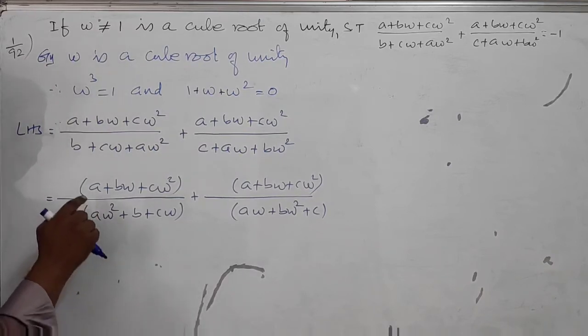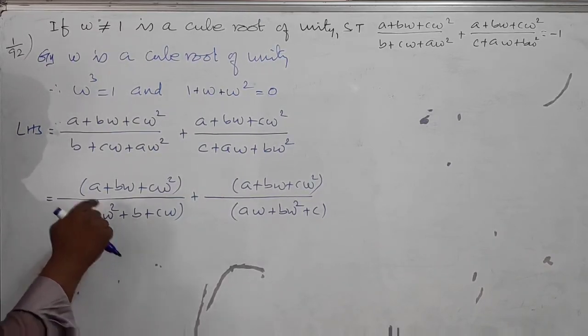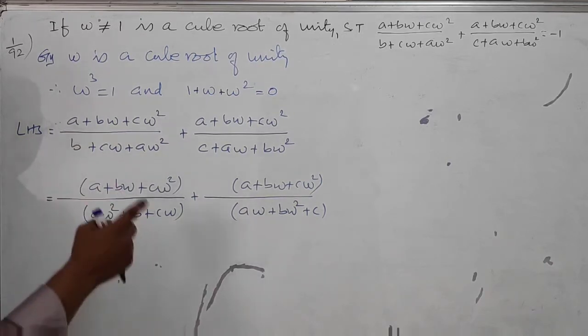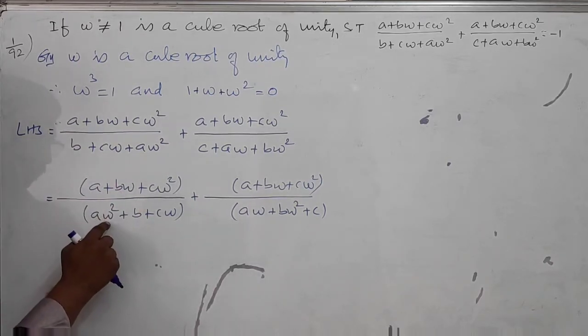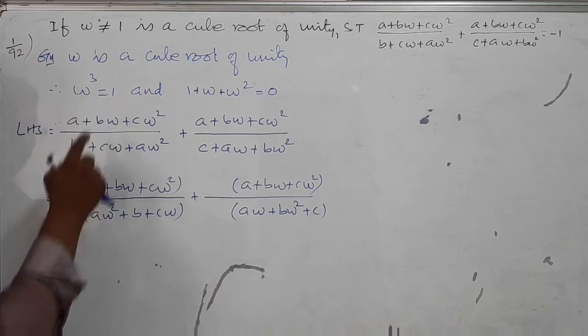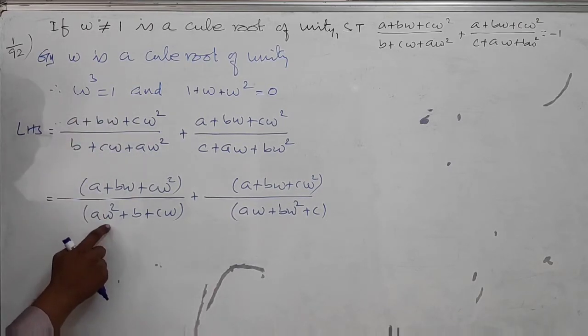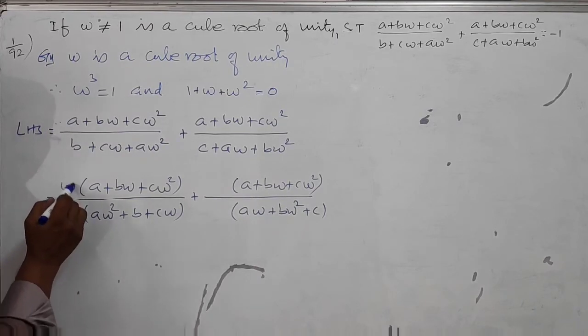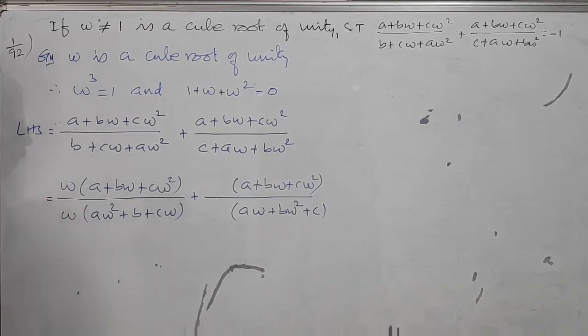Now, when will this omega square become 1? If you have omega square and you multiply this by omega, it becomes omega cube. We know very well omega cube equal to 1. Therefore, you have to make this omega cube, which means you have to multiply by omega. Therefore, you multiply numerator and denominator by omega.